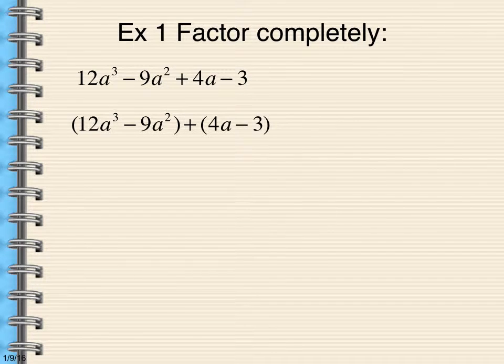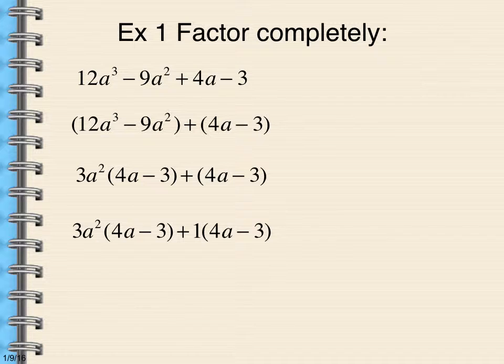So we've grouped the terms together 2 at a time. Now notice in the first group there is a common factor we can take out, a 3a squared. There was no common factor we could have taken out of the second group. However, we can write this expression with the 1 coefficient in front of the 4a minus 3. And now we can notice there is a common binomial factor of 4a minus 3 common to both.